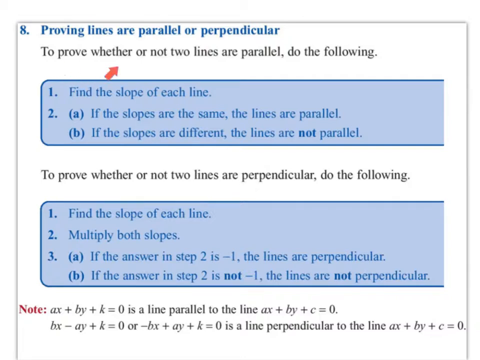Number 1. Find the slope of each line. Number 2. A. If the slopes are the same, then the lines are parallel. B. If the slopes are different, the lines are not parallel.